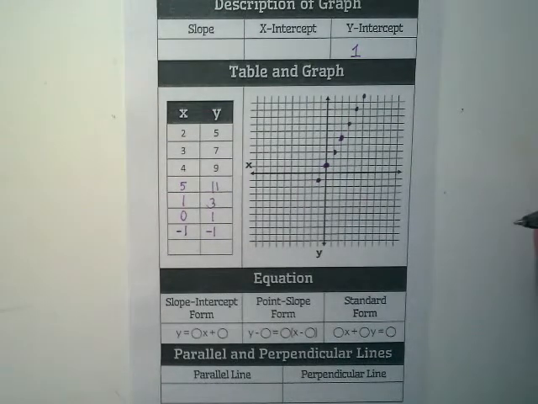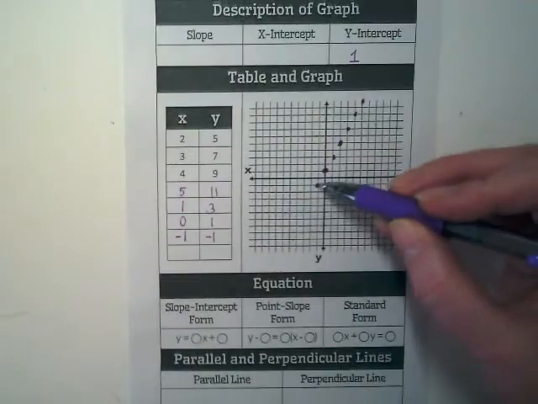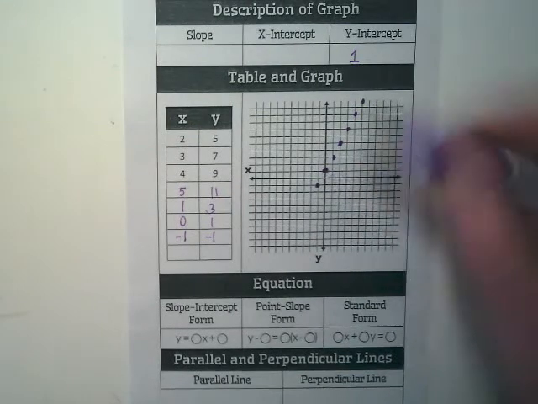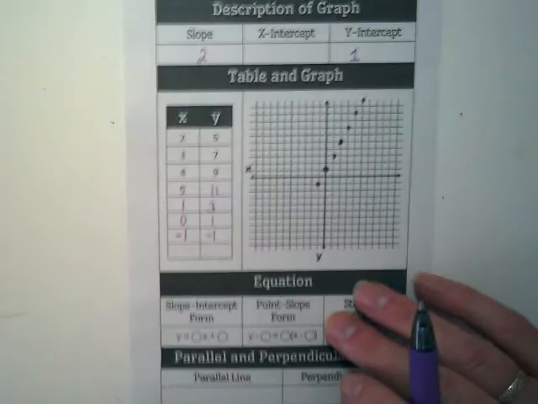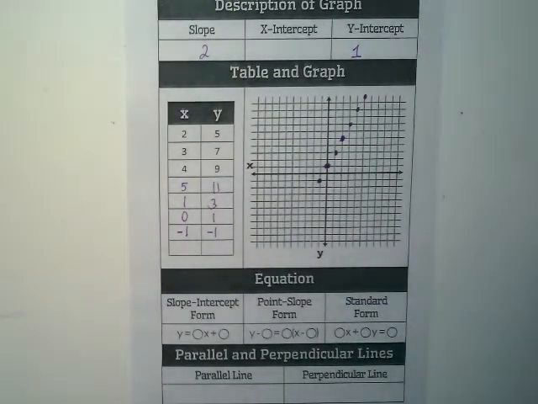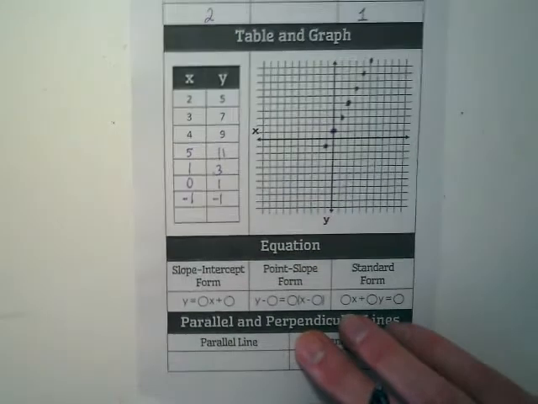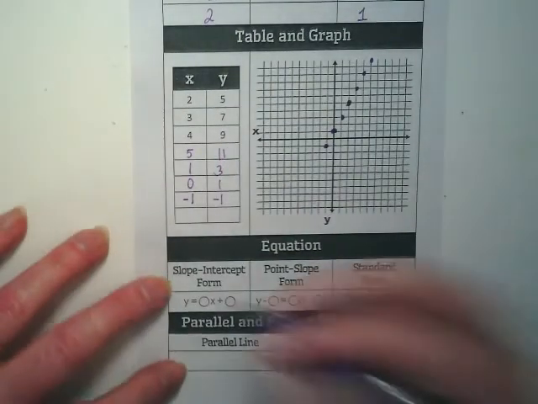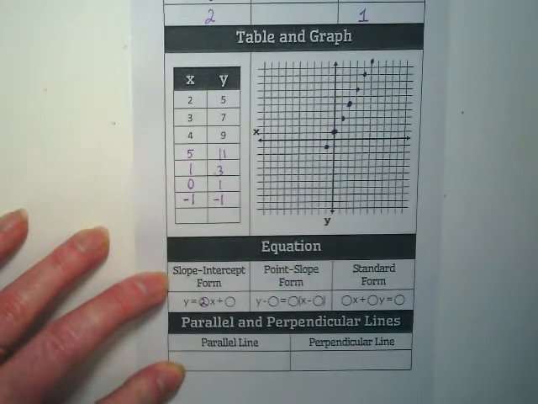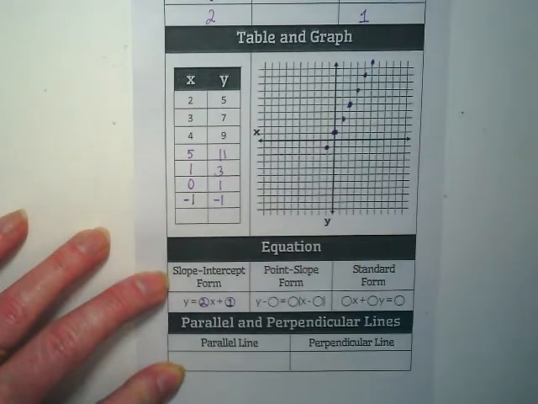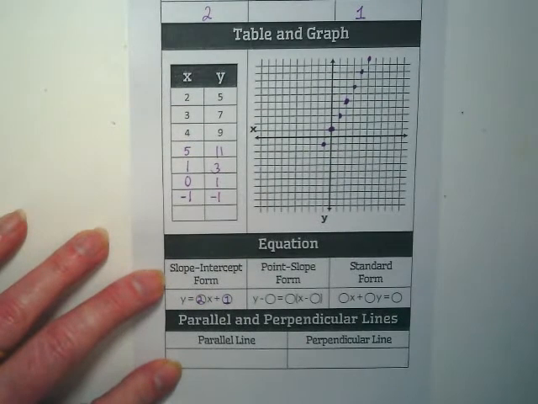Can we find our slope from all this? What's my rise? 2. What's my run? 1. So my slope is 2. With that, which of these equations is pretty easy to fill in down below? Slope intercept form, I heard somebody say? Yeah, I can put 2x because that's my slope, and my y intercept is 1. So if you put in a 0 for y, can you find the x intercept? I could put a 0 in for the y and then find the x, couldn't I?